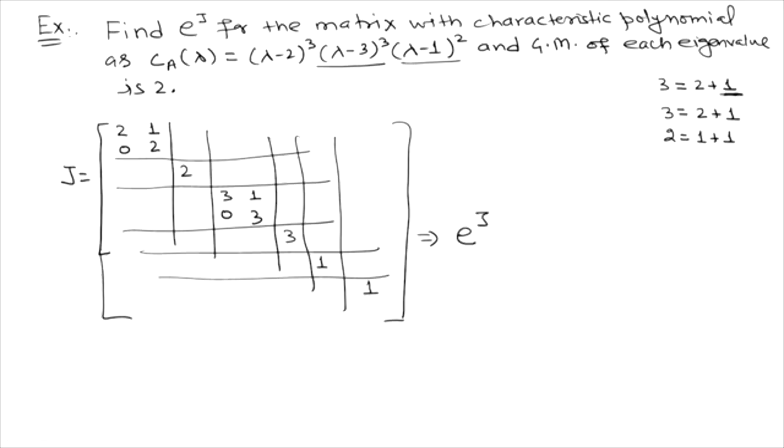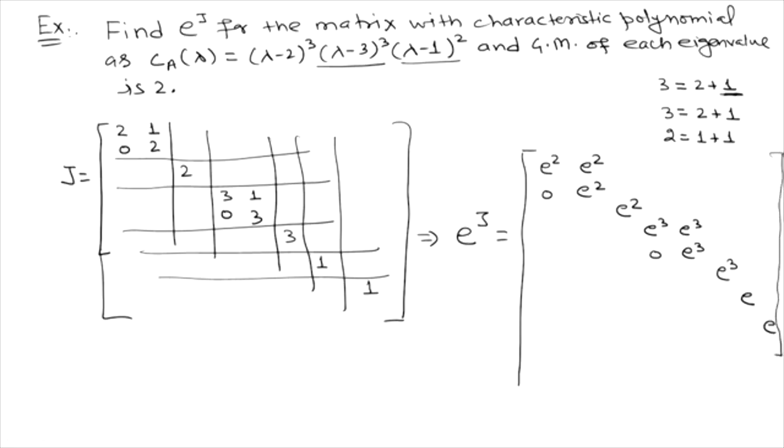Now what I need to calculate? e raised to power J. So first I will calculate for this block. It will become e square, e square, e square upon factorial 2, and then 0, e square. Then I will come for this one, so it will become e square. Then I will come to the Jordan block e raised to power 3, e raised to power 3, 0, e raised to power 3. Then I will come here e raised to power 3, e and e. The rest will be 0. So this is the corresponding e raised to power J for such a given matrix. So in this way you can write e raised to power J, and e raised to power A will become S into e raised to power J into S inverse.